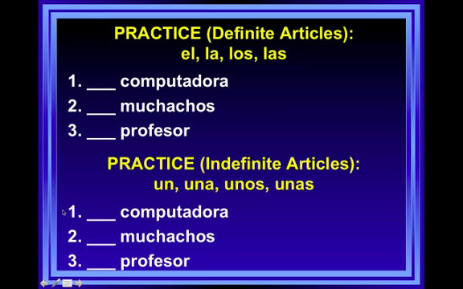Now let's look at the second group of 3. This time we'll practice with indefinite articles. Pause the video, think about your 3 answers, and when you're ready to hear the correct answers, press play. Here are the answers. Number 1, una computadora. Número 2, unos muchachos. Número 3, un profesor. Muy bien.